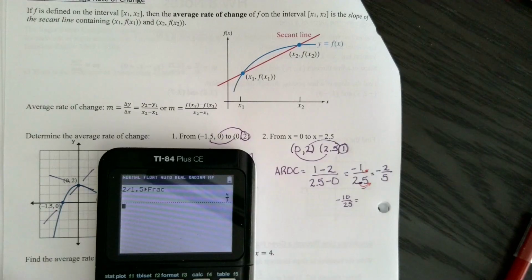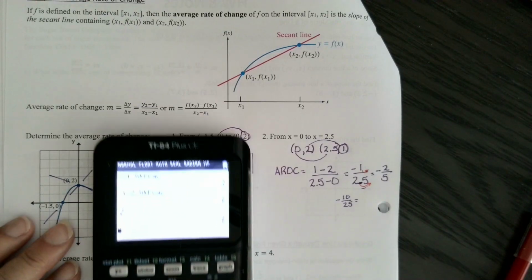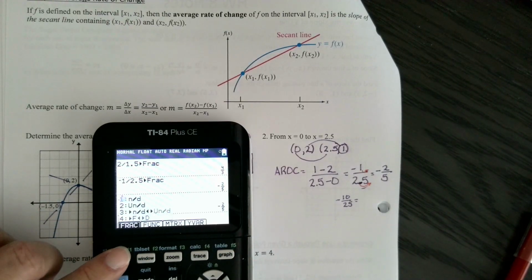But your calculator will do this work for you. Negative 1 divided by 2.5, math, fraction, and it gives you negative 2/5. Now again, you can use your fraction key if you need to. I'm just not fast with mine, so I don't like, oops, I didn't mean to do that. See, and I messed up.